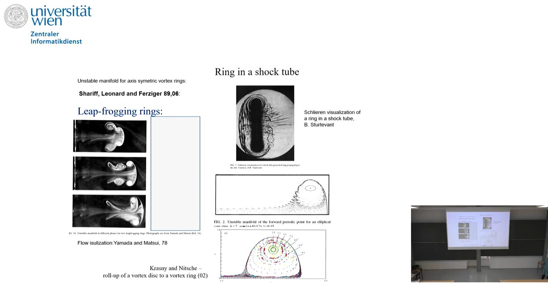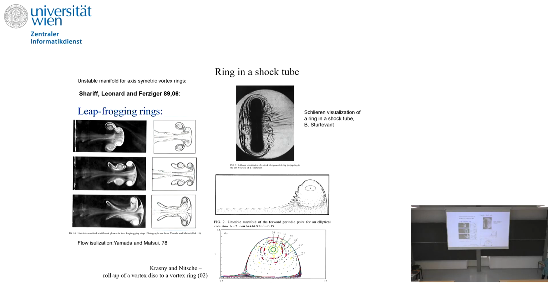And then Sharif did a simulation of two vortex rings with a fixed, circular core, that are leapfrogging, and he was just plotting the unstable manifold for these leapfrogging rings. And it looks exactly the same. So suddenly you see that this unstable manifold can explain things which can have much more difficult explanations, right?